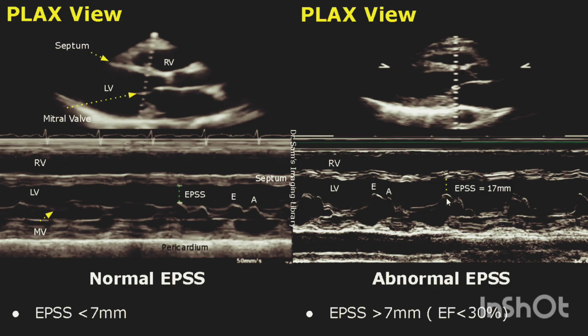An EPSS greater than 7 millimeters is usually suggestive of ejection fraction less than 30%. Keep in mind that the EPSS value directly does not give us ejection fraction. It is only an indicator of reduced left ventricular function.